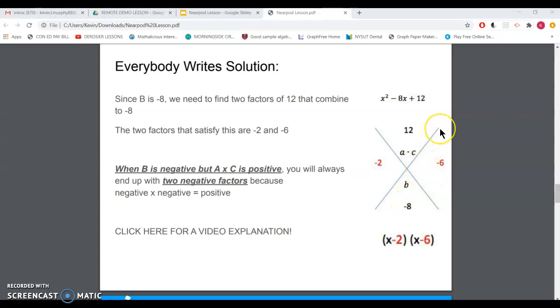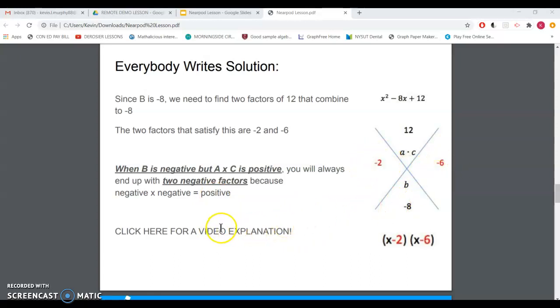Maybe some of you might have tried to work out the problem on your own, right? You draw the x factor diagram, a times c on top, b on the bottom. B is negative 8. A times c, that's 1 times 12, is 12. So two numbers that multiply to 12 but add to negative 8 are going to be negative 2 and negative 6. That's because we're trying to come up with two numbers that, when combined, are negative, but when multiplied are positive. And for our multiplication algorithms, a negative times a negative is going to be a positive. So it makes sense that these two factors will be negative.